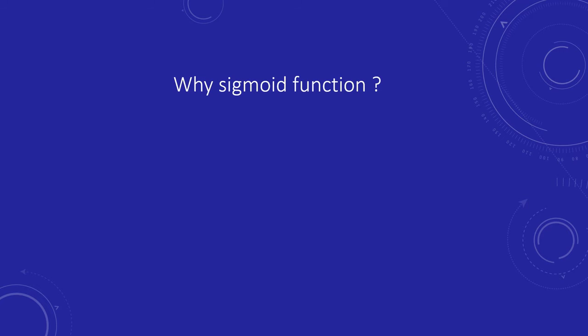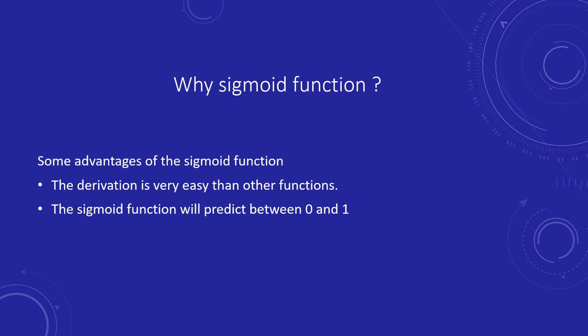Now again the question is, why the sigmoid function? Some advantages of the sigmoid function are: the derivative is much easier than for other functions, and the sigmoid function will predict between 0 and 1.